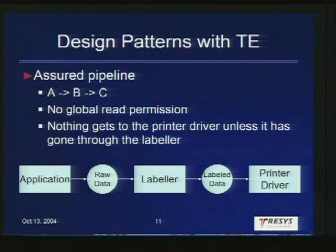Here's another problem that exists in a lot of Unix systems: you have global permission for everybody on the system to read a file. When you have that, you can't do assured pipelines. Because here the printer driver could go read some file in temp that maybe was improperly labeled and then print that. But with type enforcement, you can constrain the printer driver so that it can only read labeled data. And that's huge for reducing the assurance burden.